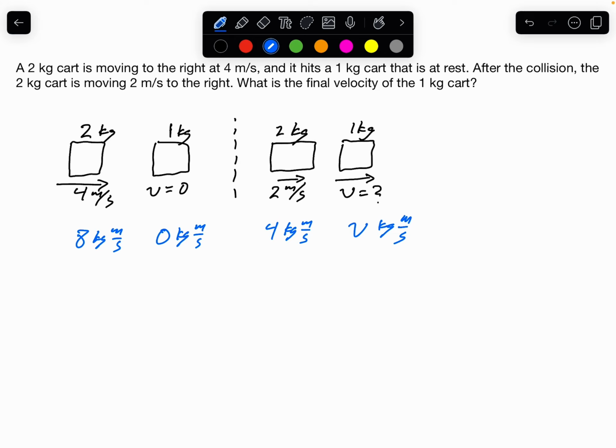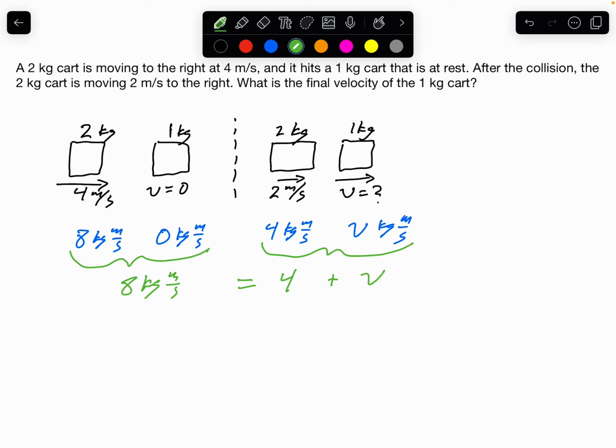All right, so what do I have? I've got 3 lines of information. Mass is above, the velocity is below, and then even below that, I have the individual momentums. Now, I know by conservation of momentum that the total momentum has to add up to be the same thing on both sides. So 8 plus 0 is 8. That's the total momentum on this side. And this has to equal, now on this side, I can only write 4 plus V. I'm going to leave the units off.